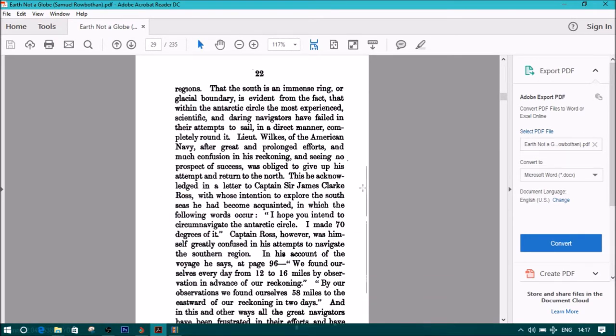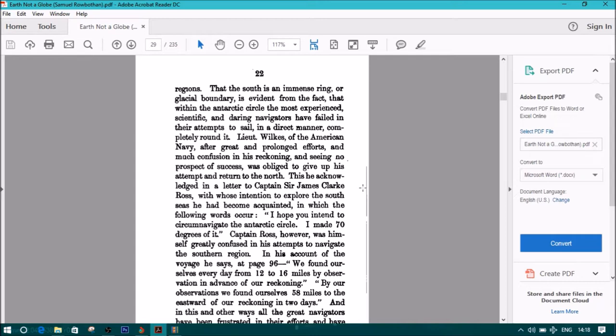That the south is an immense ring or glacial boundary is evident from the fact that within the Antarctic Circle, the most experienced scientific and daring navigators have failed in their attempts to sail in a direct manner completely around it. Lieutenant Wilkes of the American Navy, after great and prolonged efforts and much confusion in his reckoning, and seeing no prospect of success, was obliged to give up his attempt and return to the north. This he acknowledged in a letter to Captain Sir James Clark Ross, with whose intention to explore the South Seas he had become acquainted, in which the following words occur.